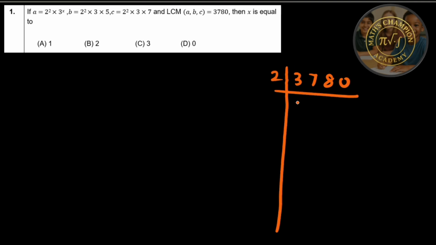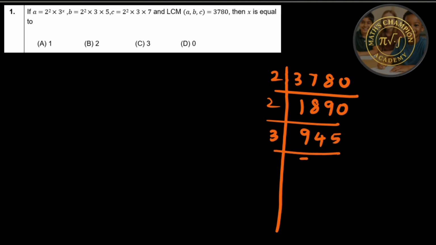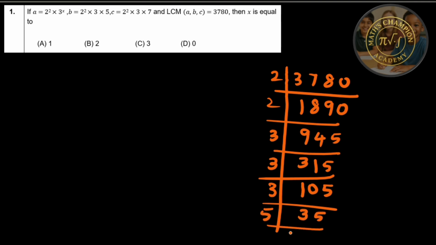To solve this, first we have to find the prime factors of 3780. Divide first with 2: 2 ones are 2, 2 eights are 16, 2 nines are 18, 0. Again with 2: 2 nines are 18, 2 fours are 8, 2 fives are 10. With the 3 table: 3 threes are 9, 3 ones are 3, 3 fives are 15. Next 3 fives are 15. Then 5 sevens are 35. So these are the factors.